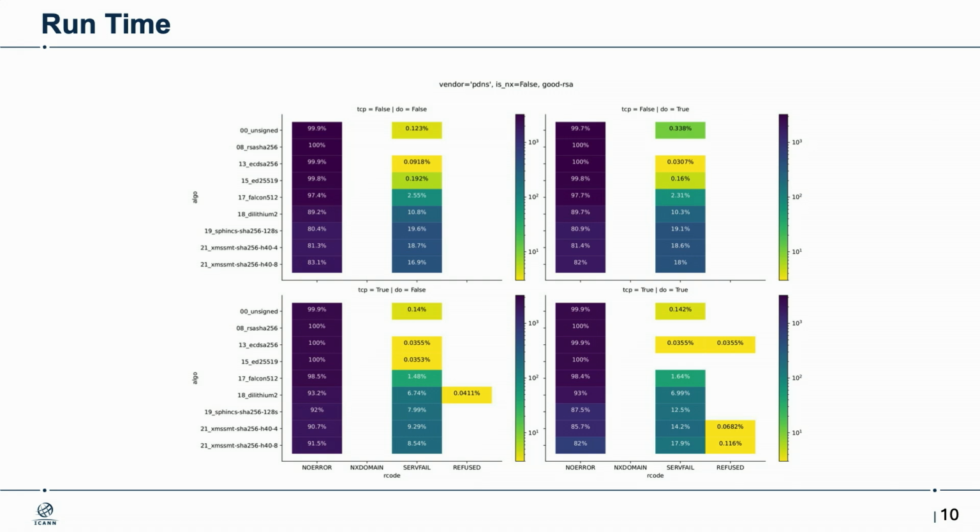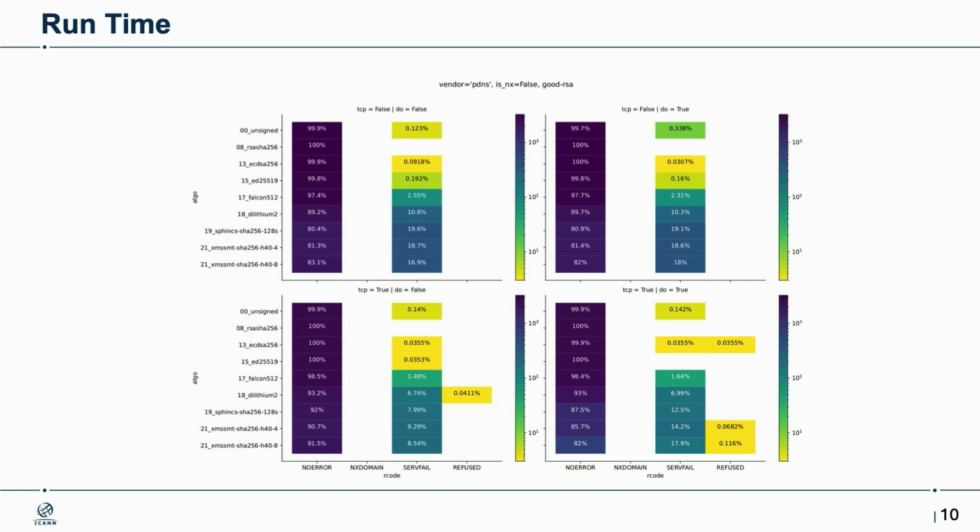You can see there's TCP. Yes, so the upper two graphs are UDP, the lower two are TCP, and you have to the left side requests without the DO bit, so no DNSSEC information, and to the right side with the DO bit, so requesting additional DNSSEC information. And as you can see, most of the answers weren't that bad.